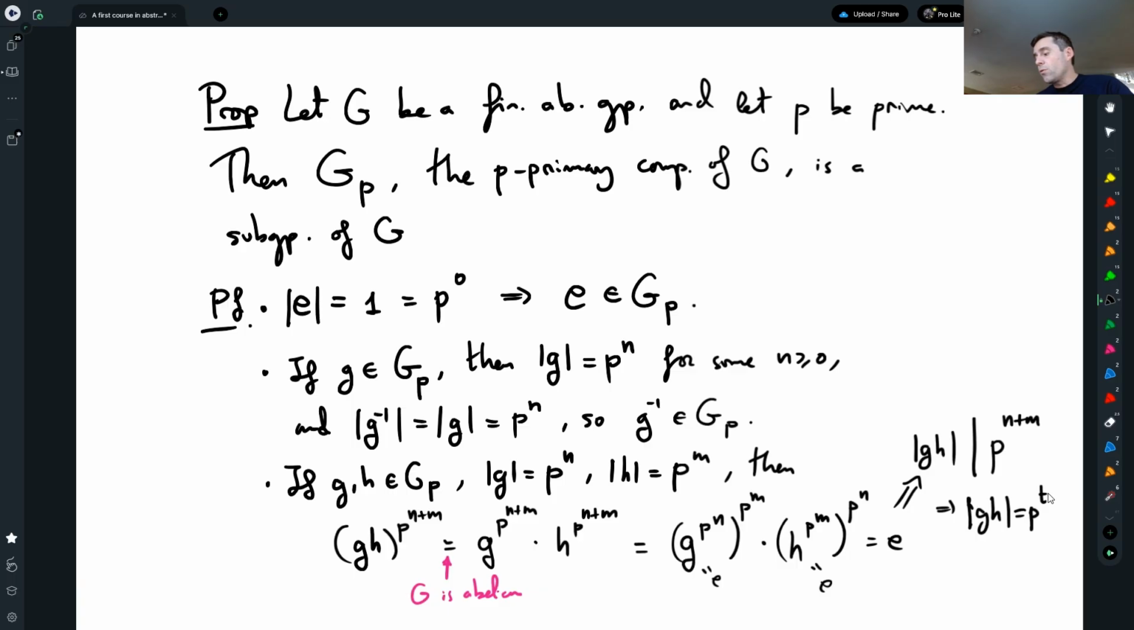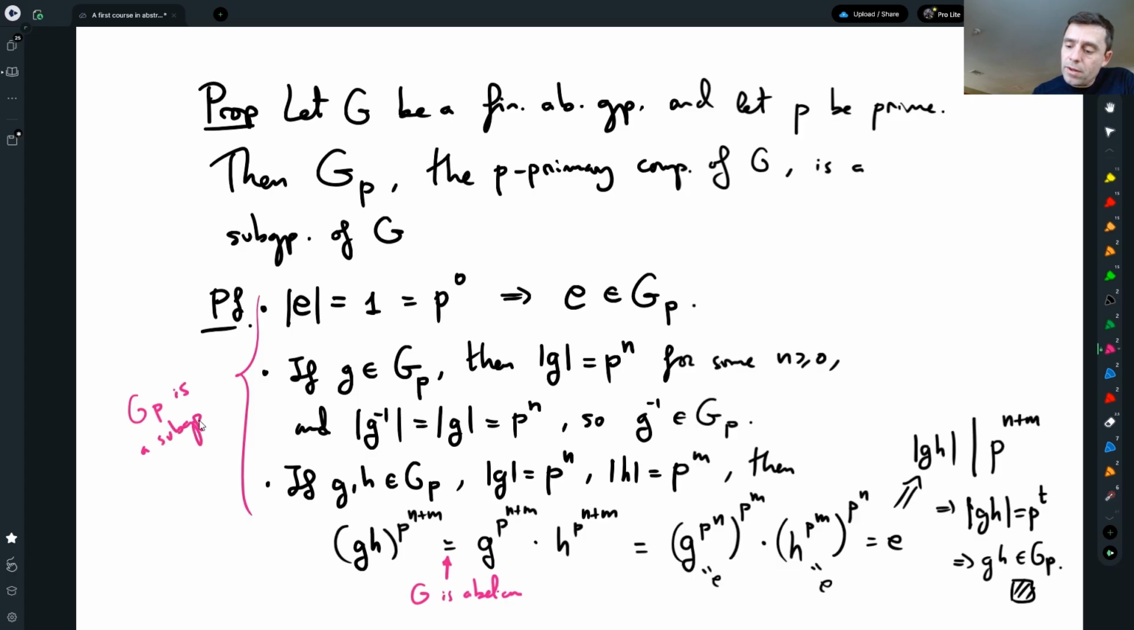I don't know exactly which one. You can figure out actually which one it is, but it is a power of p, and therefore GH, the product, is in the p-primary component. So these three things together tell me that the p-primary component is a subgroup, because the identity is there, it's closed under inversion, and it's closed under multiplication, so it is a subgroup of G, and I'm done.